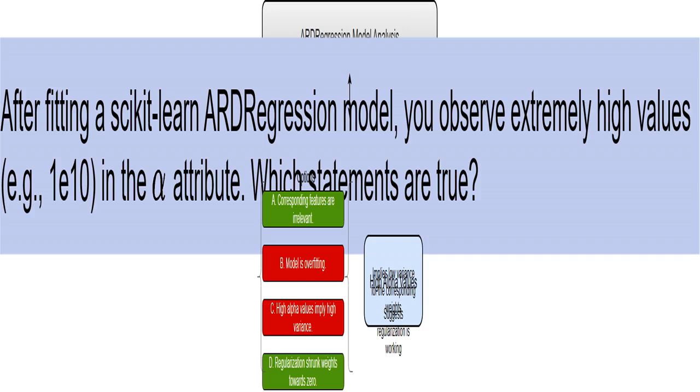This is also incorrect. Overfitting usually happens when your model is too complex and pays too much attention to the training data, leading to poor performance on new, unseen data. In ARD, high alpha values mean the model is doing the opposite. It's effectively simplifying itself by reducing the influence of less important features, preventing overfitting.